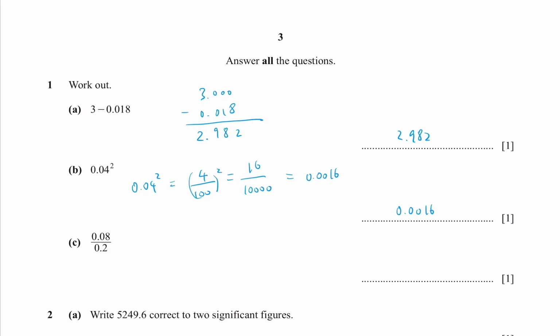And then we do 0.08 divided by 0.2. First, we divide both up and down by 2, so 0.08 divided by 2 is 0.04, 0.2 divided by 2 is 0.1, and then we multiply by 10 up and down, which is equal to 0.4 over 1, which is just 0.4. So the answer is 0.4.